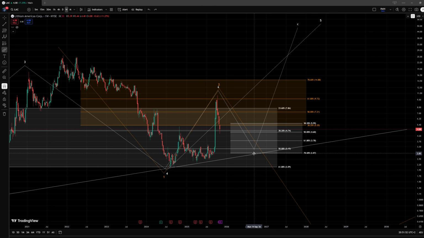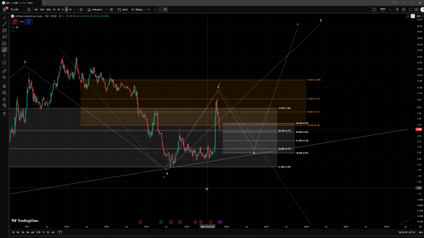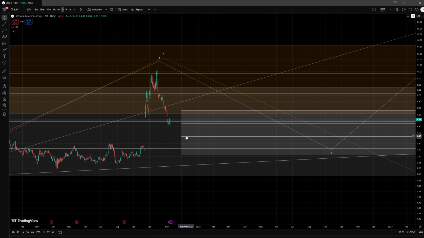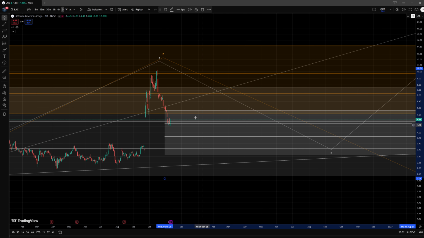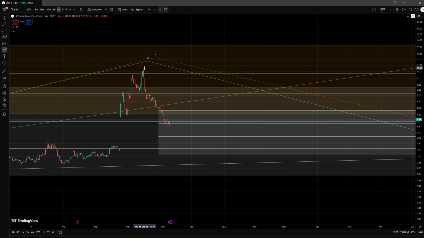Now if we fall below the 78.6% retracement, it would be a pretty bad sign, and it would basically decrease the probabilities of this working out. But once again, for invalidation we do need to break below the $2 level from an Elliott wave perspective. I would also want you to watch out for a possible 5-wave move forming in this area to the downside. So far so good.